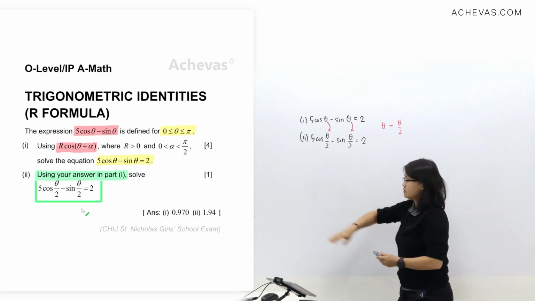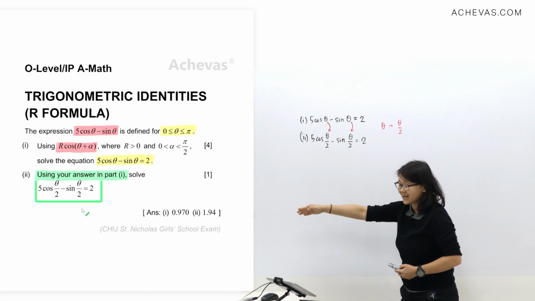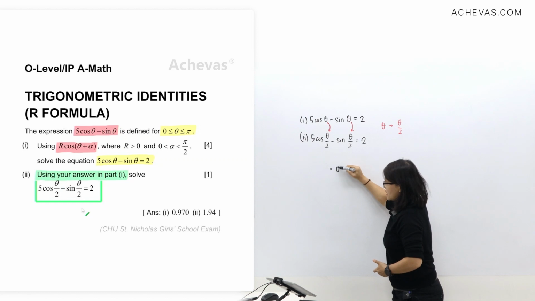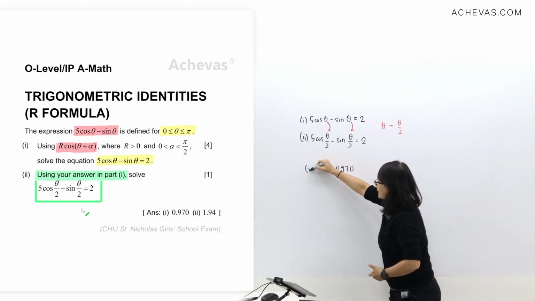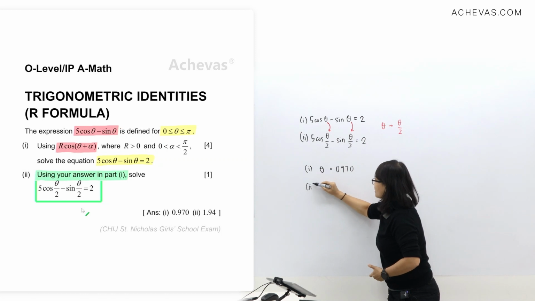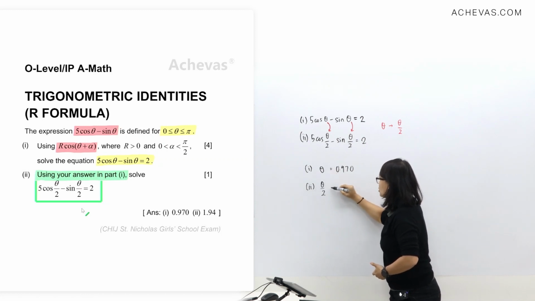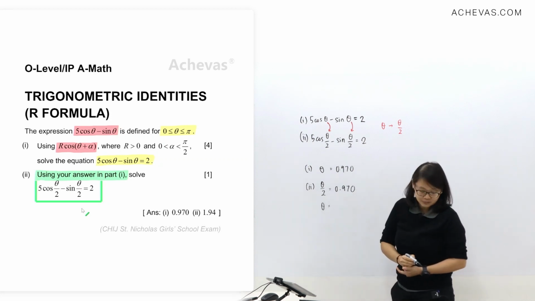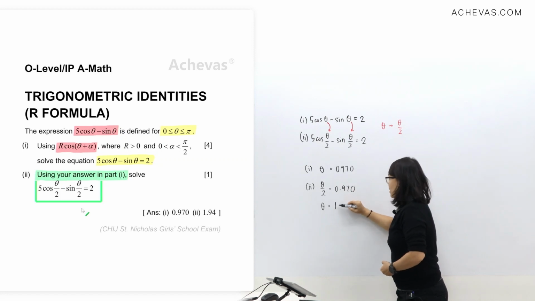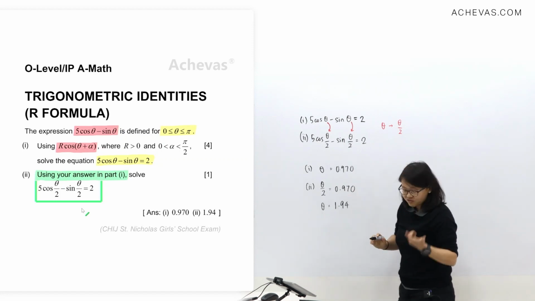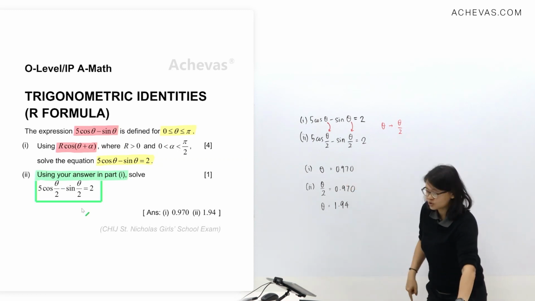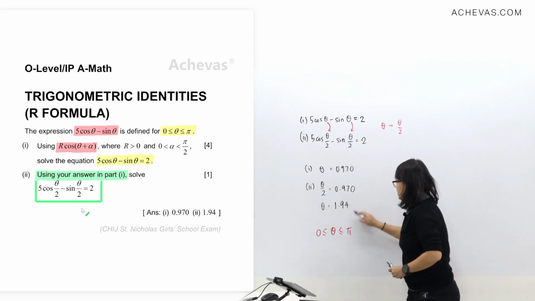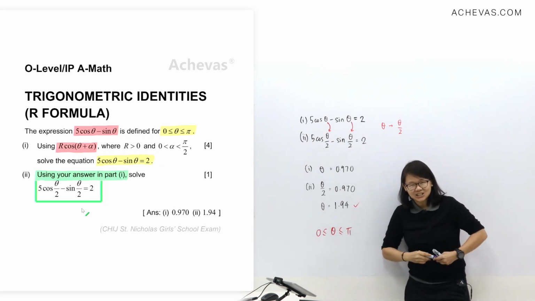Previously, we have found that the theta value is 0.970. So now I've changed theta to theta over 2. This is the part 1 answer. Part 1, we get this answer. So for part 2, we're going to change this to theta over 2, then equal to 0.970. So I'm just going to multiply it by 2, and my answer will be 1.94. Now, of course, if you want to be careful, let's just go to the question and make sure that theta falls between 0 and pi, which this one is, so this is our answer over here. That's all for this question.